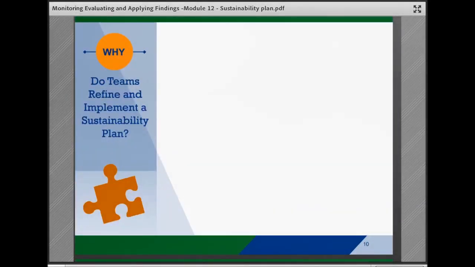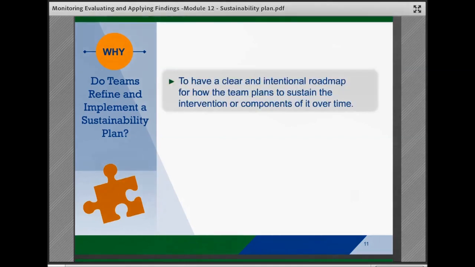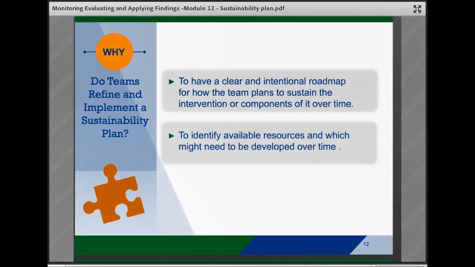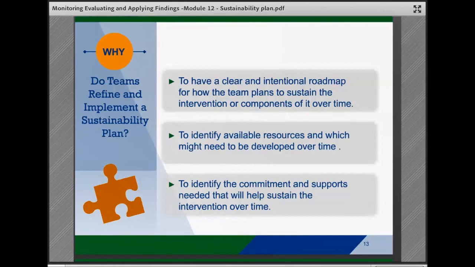Once the decision has been made to continue or adapt the intervention, teams should work on refining and implementing their plan for sustaining it. Why do teams refine and implement a sustainability plan? To have a clear and intentional roadmap for how the team plans to sustain the intervention or components of it over time. To identify what resources are available to sustain and which might need to be developed over time. And to identify the commitment and supports needed that will help sustain the intervention.